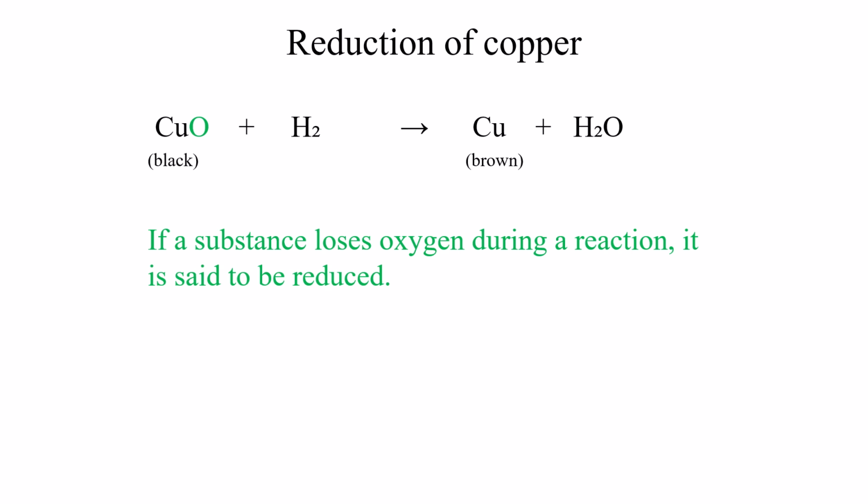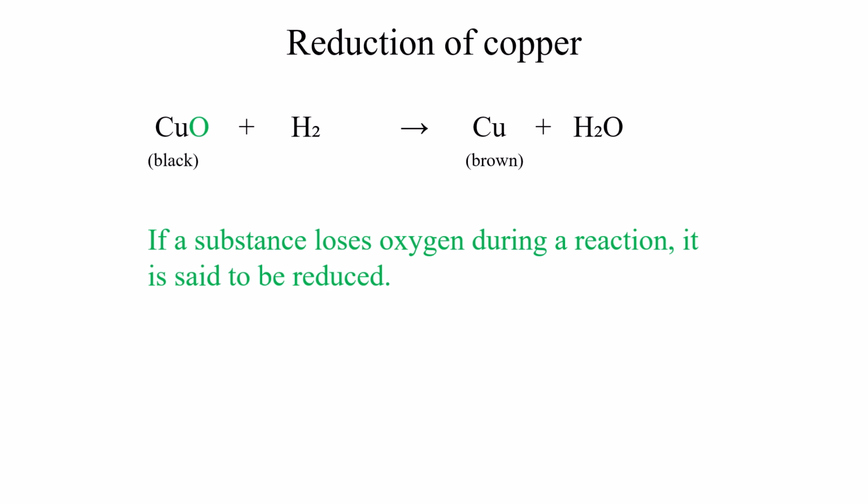If hydrogen gas is passed over copper oxide, the black color of this copper oxide turns brown as the reverse reaction takes place and copper is obtained. Here you can see the chemical equation showing this reaction. When hydrogen gas is passed over copper oxide, it gives copper, which is brown in color, and water.